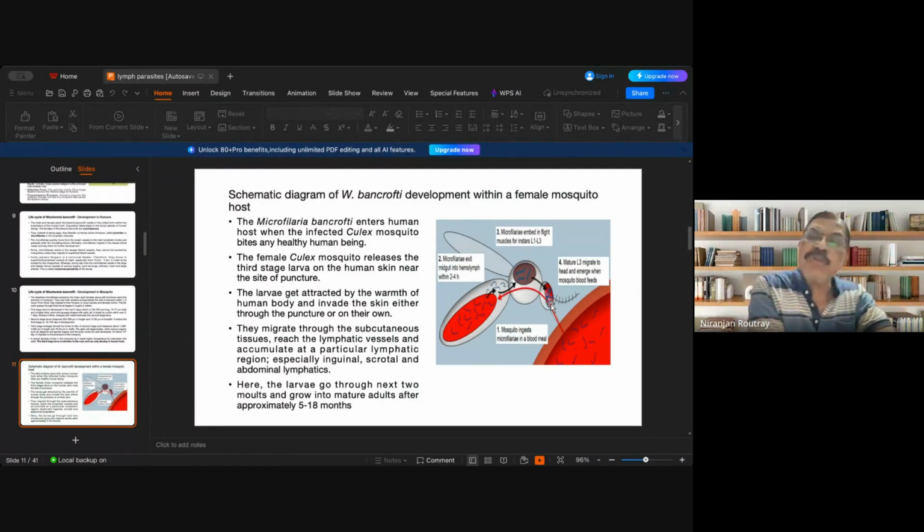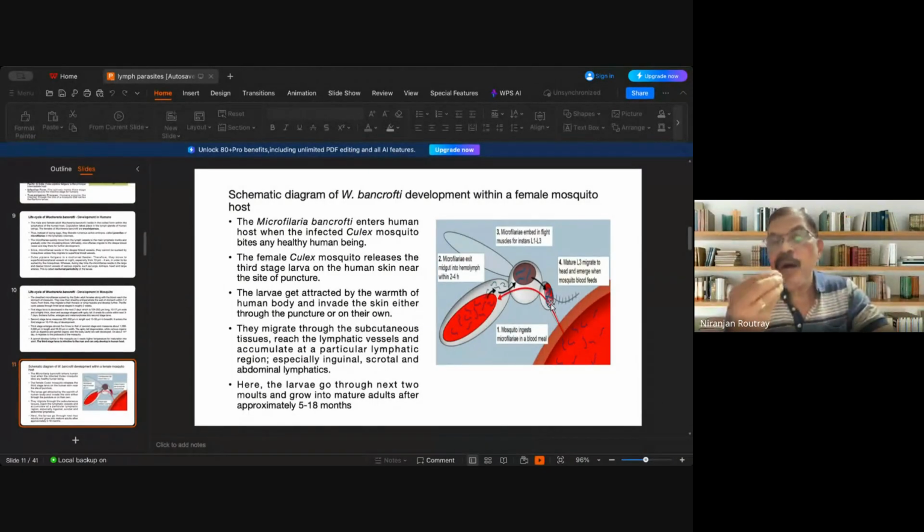They migrate through the subcutaneous tissue, reach the lymphatic vessel, and accumulate at a particular lymphatic region, especially inguinal, scrotal, and abdominal lymphatics. In that region they gather and settle. Here the larvae pass through two molts, and grow into mature adults after approximately 5 to 18 months.